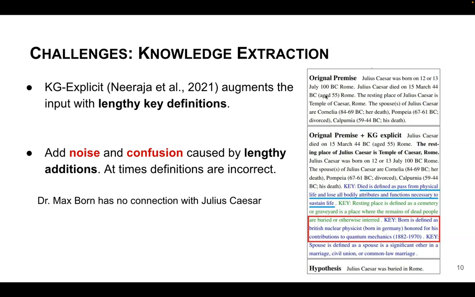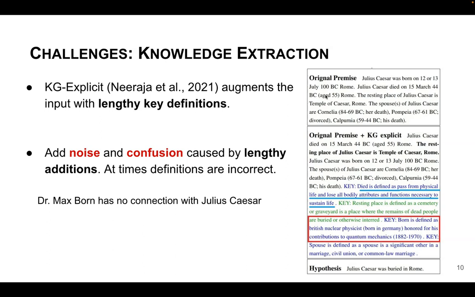So it finds the relevant rows related to the hypothesis through a fuzzy method of alignment and static embedding, fastText, and then they add the definition of each of the keys. What we found first is that these definitions are lengthy. They contain a lot of things, for example, the definition of "died" is defined as a pass from physical phase, losing of this. So this is very bulky.